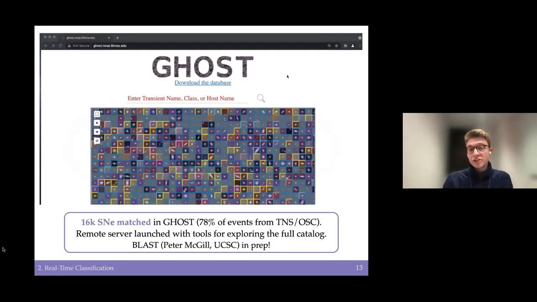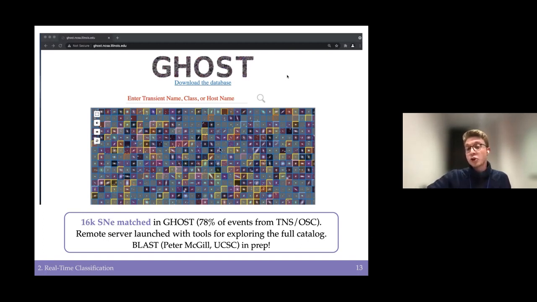So in order to construct a catalog that we might use to explore classification of supernovae using host galaxy properties, I've constructed GHOST. The details of it I won't go into now, but I matched the host properties from Pan-STARRS for about 16,000 supernovae from the Transient Name Server and the Open Supernova Catalog. And at the time, this was late 2021, this corresponded to about 78% of the events from those catalogs.